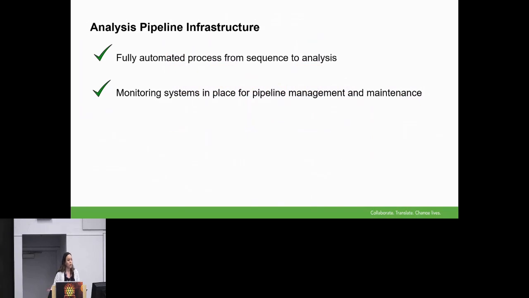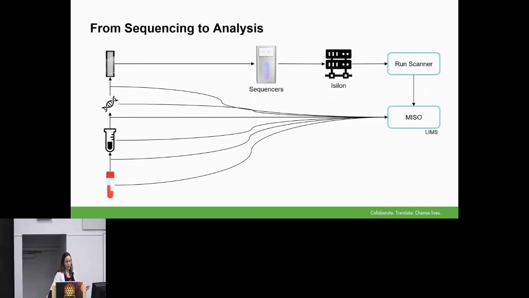A little bit now about the analysis pipeline infrastructure. This is a fully automated process from sequence to analysis, and we have monitoring systems in place for pipeline management and maintenance. And this is the first half of a diagram of our infrastructure, and it is a simplified diagram.